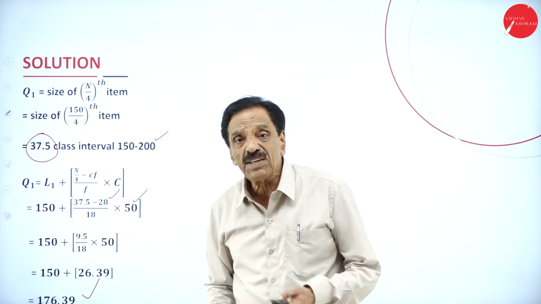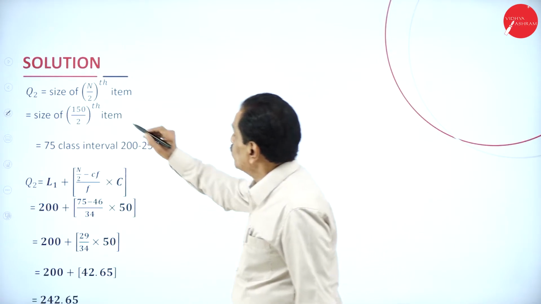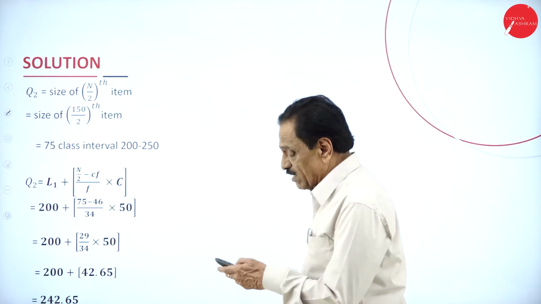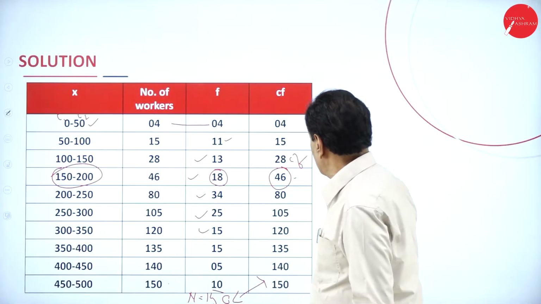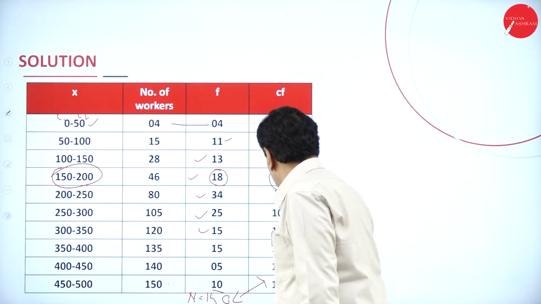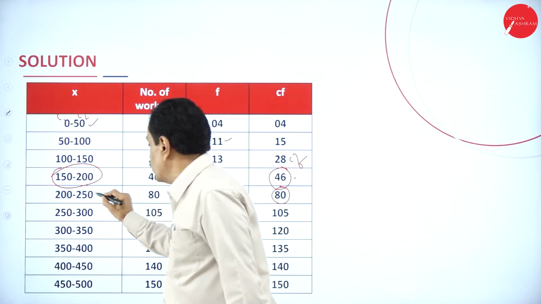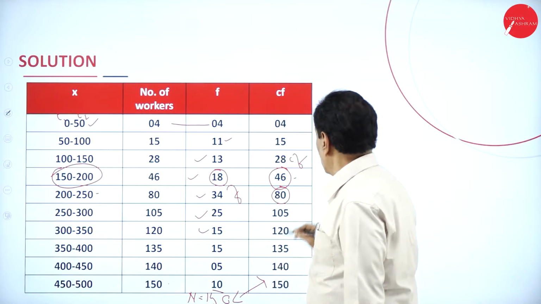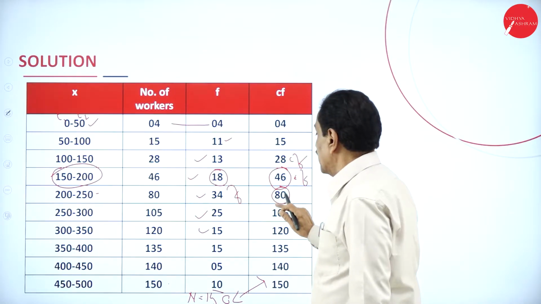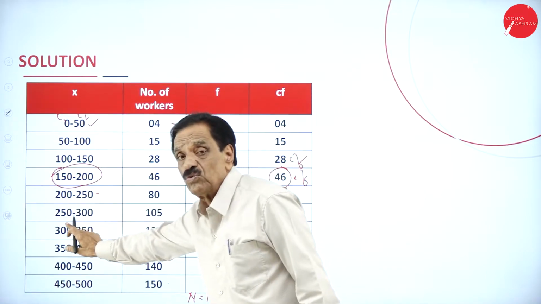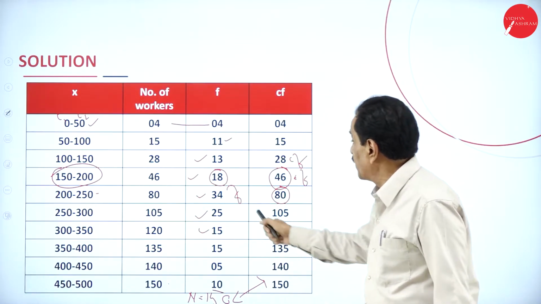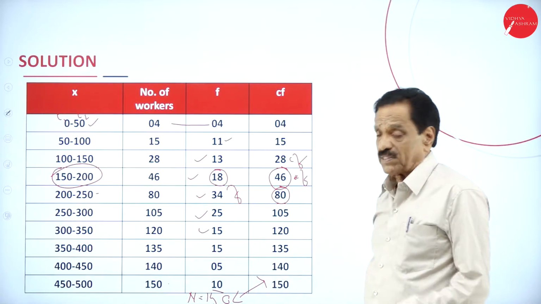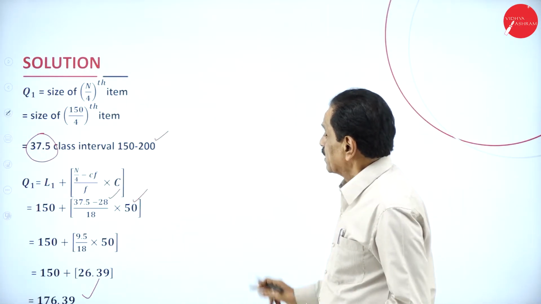Then what we require? Q2. Q2 is equal to n by 2, 150 by 2, it is 75. See where the 75 will come. 75 will come under 80. Your class is 200 to 250. Your frequency is 34. CF is 46. 80, what's your class? 200 to 250. Your frequency is 34. See, the cumulative frequency behind is 46. Come back here.